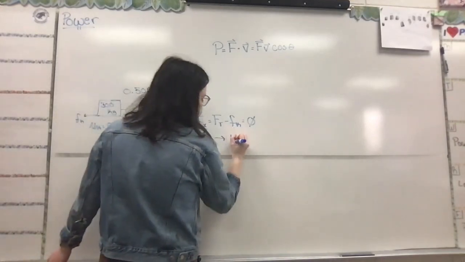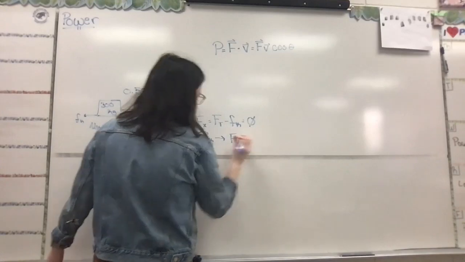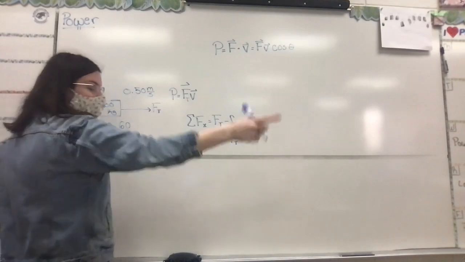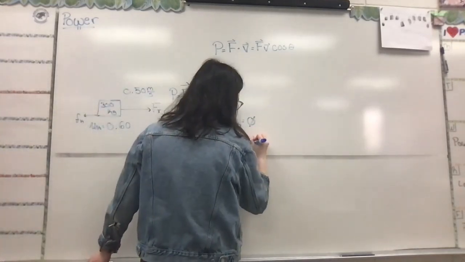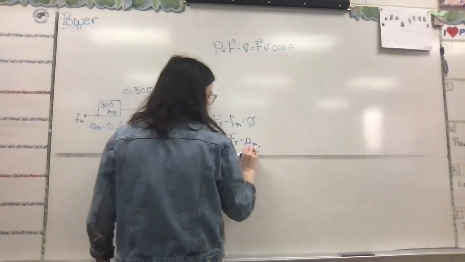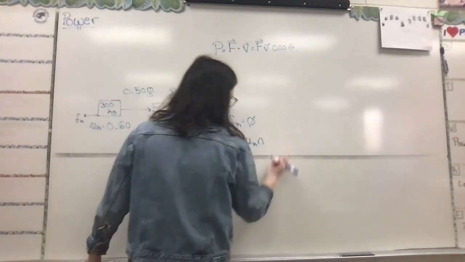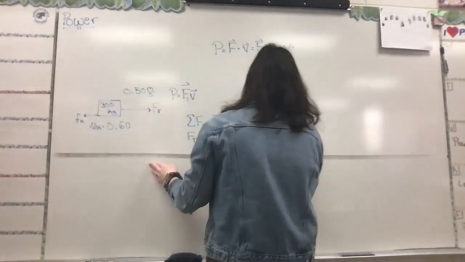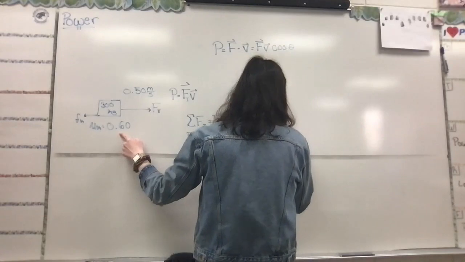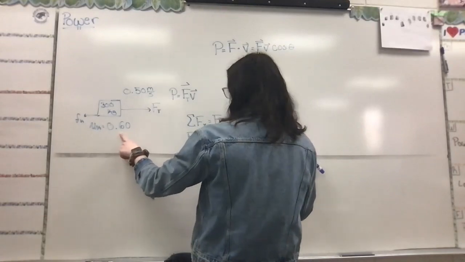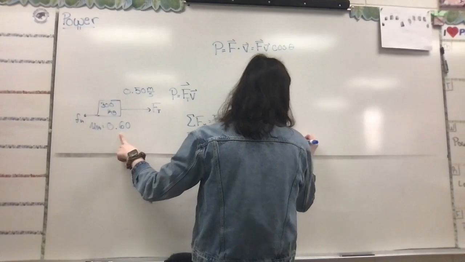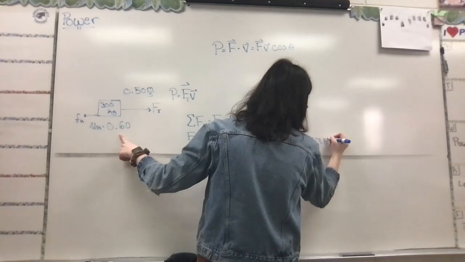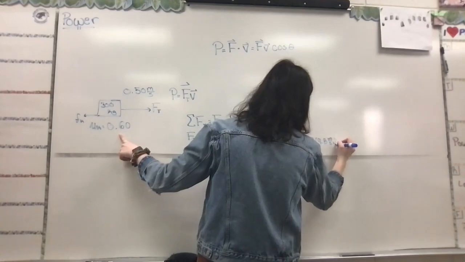So now we know that the tension force is equal to the friction force. What is the friction force equal to? Yeah, friction's fun. So we're going to have mu, that coefficient of kinetic friction, times our normal force. We have everything that we need for that, right? Yes, okay. So our mu is 0.6. And then how do we find our normal force? Mass times the acceleration due to gravity, which is 9.8 meters per second squared.